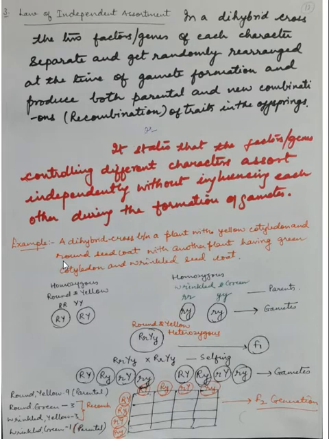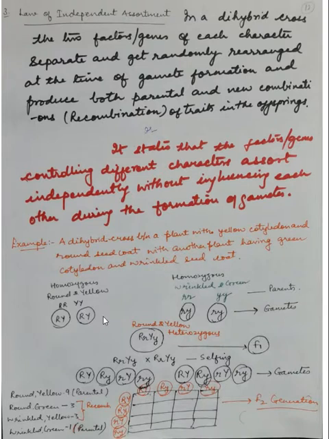Now we will see the examples. The first example here is a dihybrid cross taken between a plant with a yellow cotyledon and round seed coat. So these two are the dominant characters which are taken, and another plant having green cotyledon and wrinkled seed coat. So the combination is yellow cotyledon with green cotyledon. Yellow is dominant, green is recessive, and round seed coat with wrinkled seed coat. Round is dominant over wrinkled seed coat.